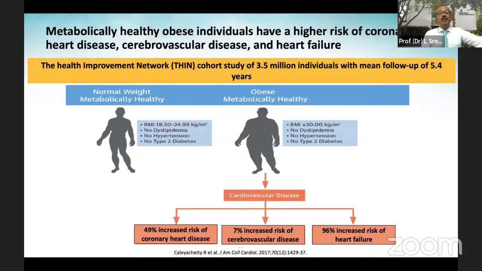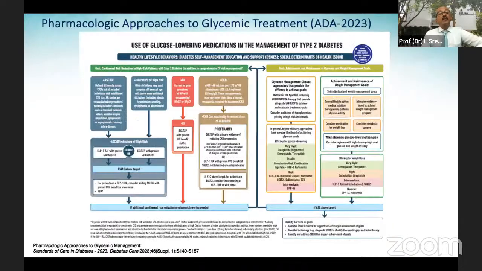So metabolically healthy obese individuals with a BMI of beyond 30, without diabetes, without dyslipidemia, without hypertension, showed a 49% increased risk of CAD, 7% increased risk of CV disease, and 96% increased risk of heart failure. So it's very, very important: if you diagnose somebody with obesity of BMI beyond 30, please remember this slide of increased risk of CAD, CVD, and heart failure.